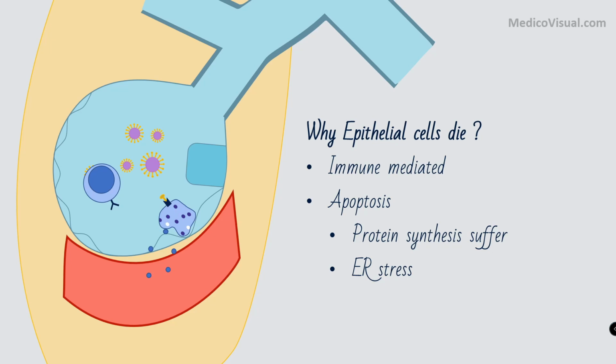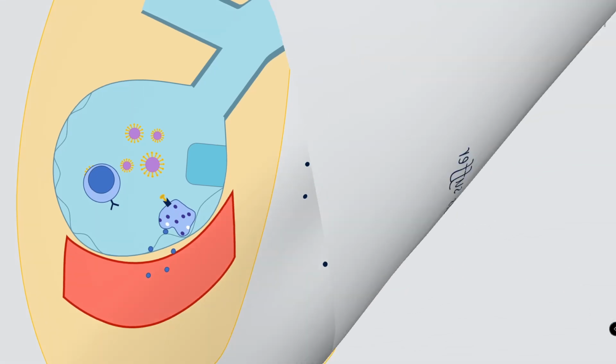So all this will lead to endoplasmic reticular stress, which is a factor that causes apoptosis, right? And it is also believed that some non-structural proteins of coronavirus itself can induce apoptosis. The exact mechanism is not known, but all we know is that it can cause apoptosis. So epithelial cell killing can be immune mediated as well as by apoptosis. So what will happen next?